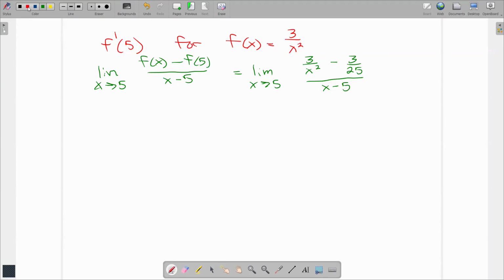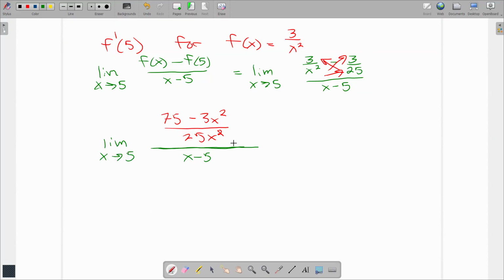I got to do a common denominator here. So basically, the key when there's a common denominator, it's kind of a crisscross thing. So that's going to give me 3 times 25, which is 75, minus 3x squared over 25x squared. You see how I'm getting that? Okay. And that is all over x minus 5. And this is important. When you have a fraction within a fraction like that, you got to keep track of which is the main fraction bar, the bigger one. So I always make that one bigger. Limit still hanging out, not ready to deal with it yet.